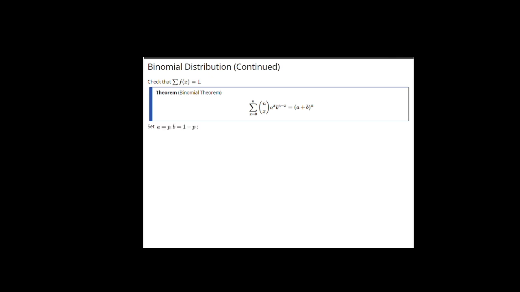To use this in this case, we'll set a equals p and b equals 1 minus p. And then the sum of n choose x, p to the x, (1 minus p) to the n minus x, is (p plus 1 minus p), all raised to the power n. This is just 1 to the power n, or 1.